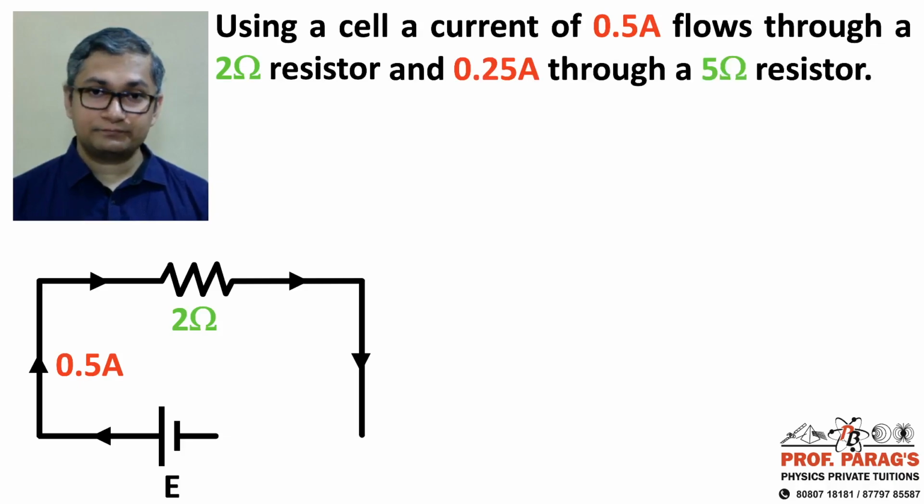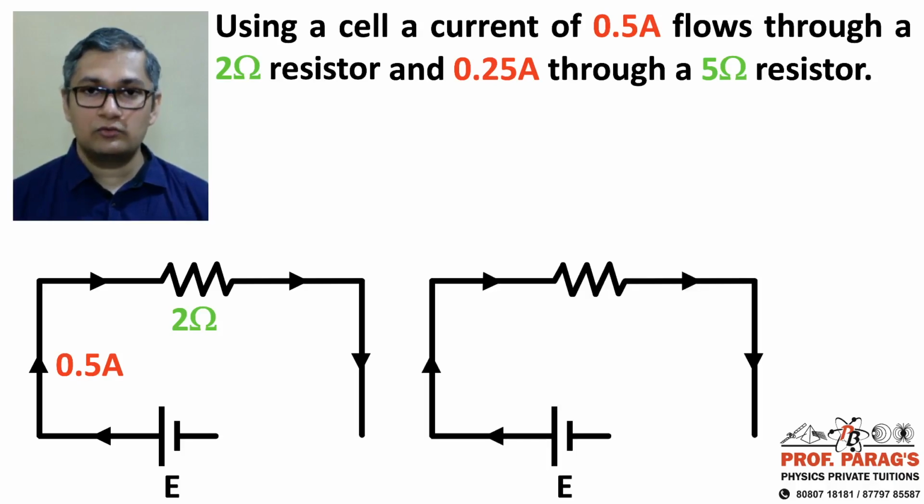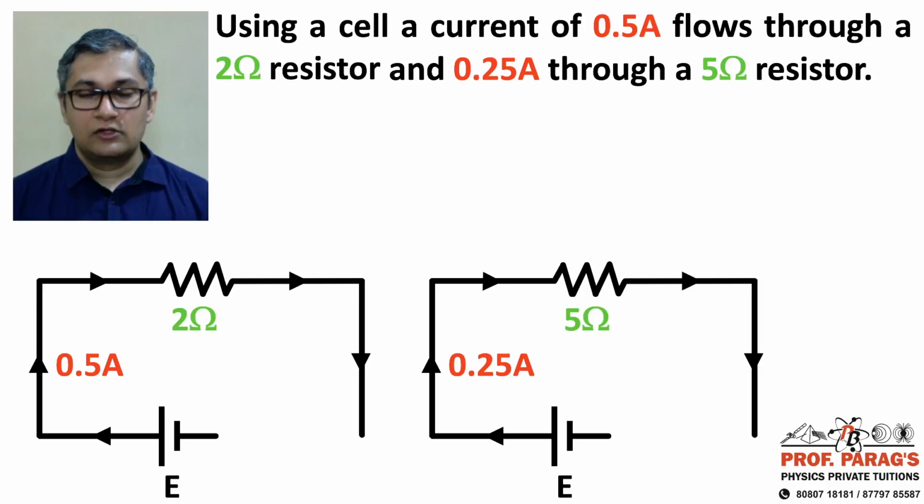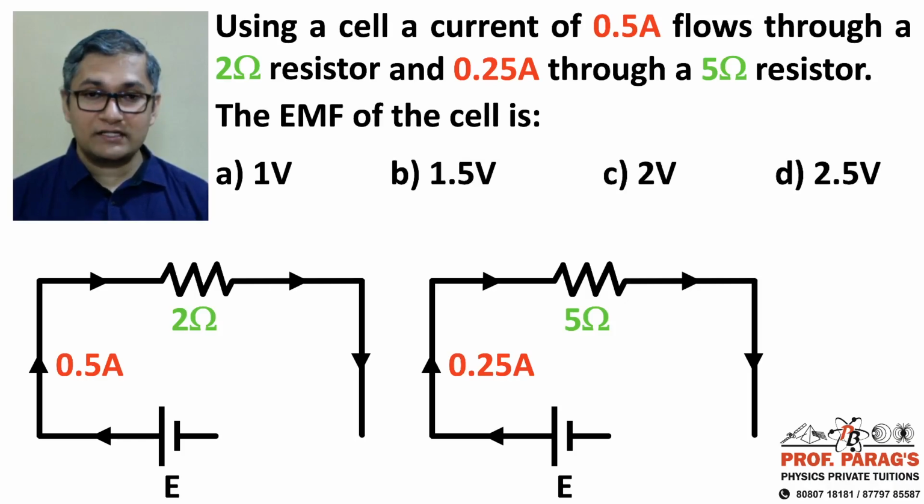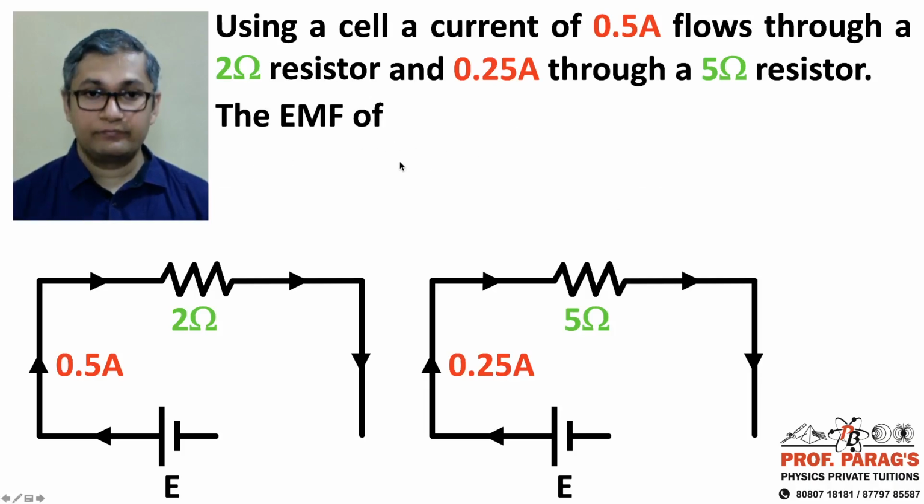And now using the same cell, I am getting 0.25 amperes of current flowing through another resistance of 5 ohms, not 2 ohms. So you see earlier it was 7 ohms, now it has changed to 5 ohms, right? And the current has become, instead of 0.3, it is now 0.25 amperes. So again, no information is given about the internal resistance. And see what they are asking this time. Their question is find the EMF of the cell.